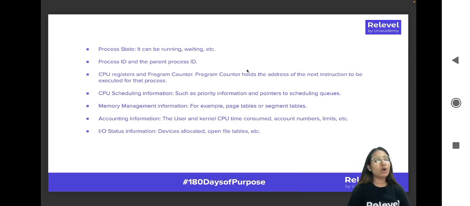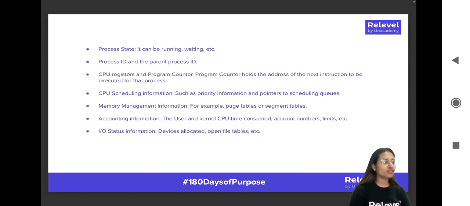Now, along with that, what we also store here is process privileges, as in what system resources the particular process is allowed or not allowed to access. So we have discussed process state, process ID, and process privileges. Along with that, we also store the information about CPU registers and program counter.